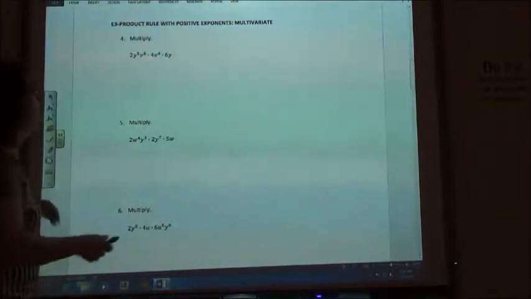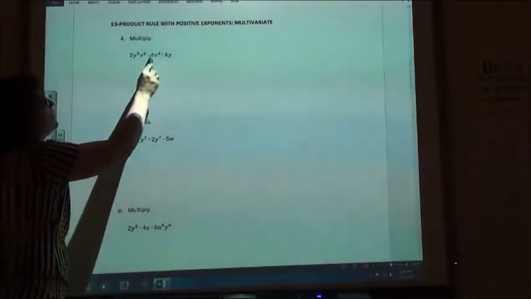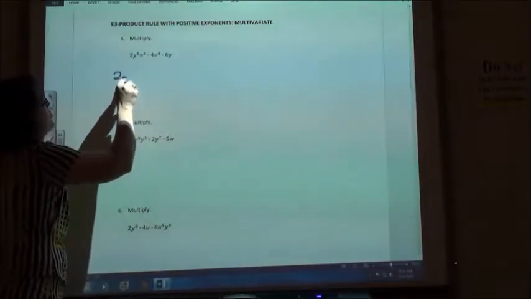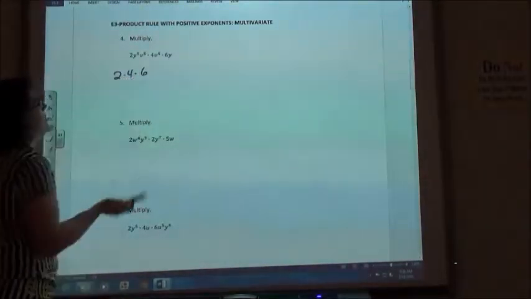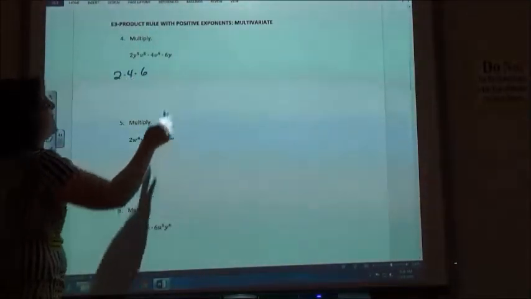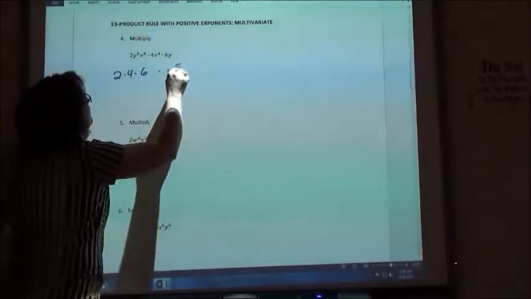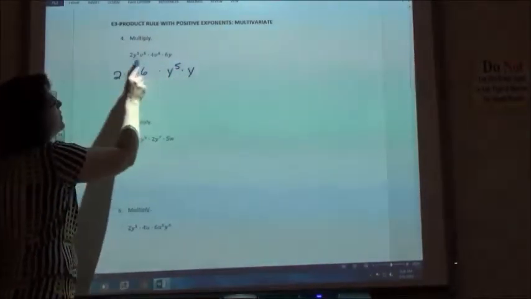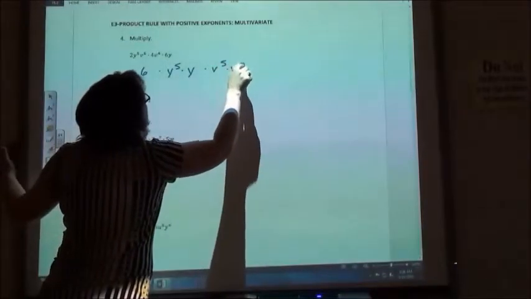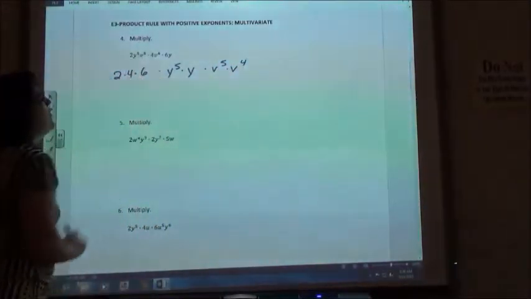When I'm going to multiply, I'm going to multiply the like things together. So I'm going to rearrange this. I'm going to take the 2 times the 4 times the 6. Then I'm going to group my like variables together. So times y to the 5th and times y to the 6th, times v to the 5th and v to the 4th.